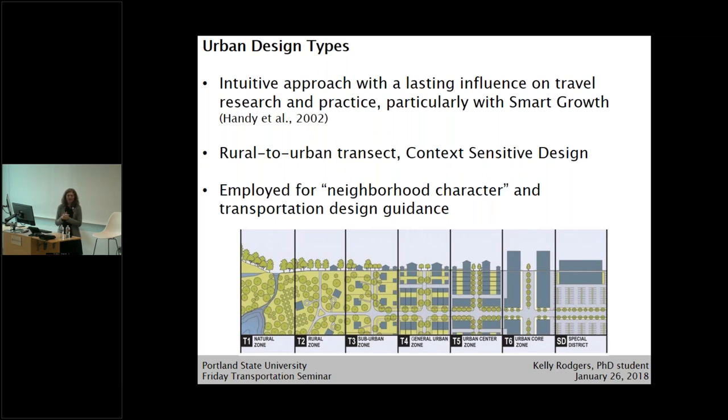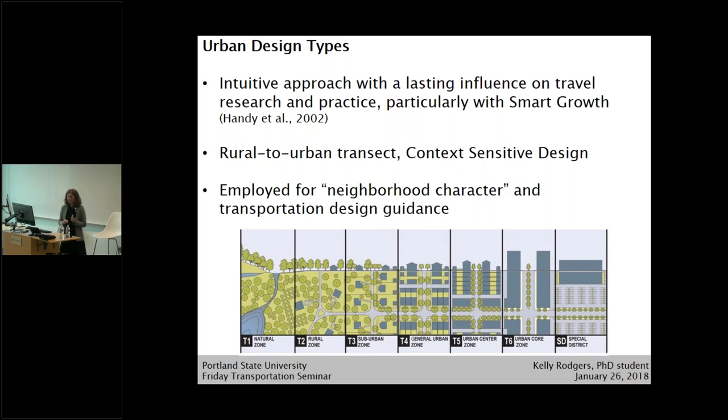Is anyone familiar with that? It comes out of the Congress for New Urbanism, a new urbanism school of thought. So T1 is your most natural zone. It goes to rural, suburban, et cetera, until you've got your urban core, and then they've got an extra special district, something that doesn't fit into one of those. This is something that is used pretty frequently. It's been pretty influential because it was early in the study of travel behavior in the built environment. And so aspects of it have been incorporated into other typologies.